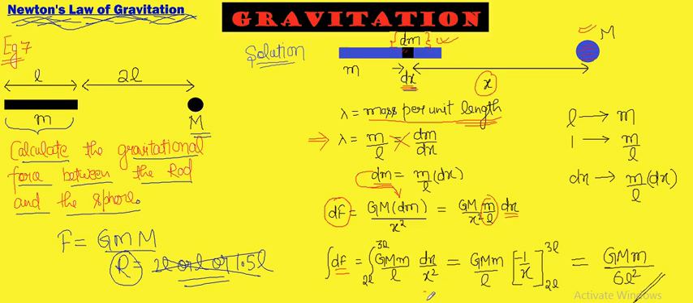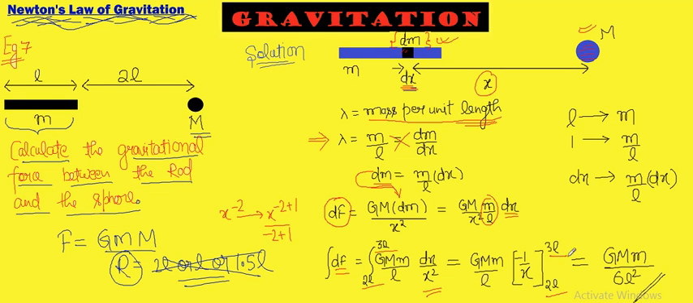Now dx by x square is very easily integrable. 1 by x square is x raised to power minus 2. Its integration will be x raised to power minus 2 plus 1 upon minus 2 plus 1, that will be minus 1 by x. So the integration of dx by x square simply converts to minus 1 by x. The limits: x changes from the minimum distance, 2L, to the maximum distance, L plus 2L. So the limits are from 2L to 3L.